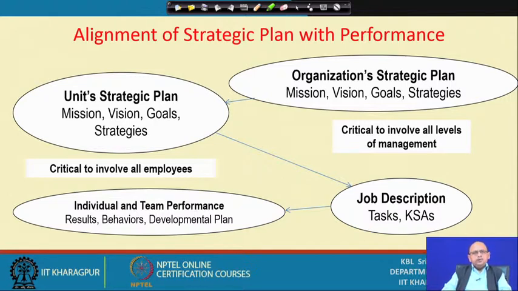this leads to individual performance. So, you identify what competencies are required, what they have to do, okay, and then how it leads to individual and team performance. So, in terms of the behaviors, results and development, these kinds of things. Now, all these are critical. Okay. So, you have to see that when you are going to decide about the strategic plan at the organizational level, at the unit level or even at the individual level, ensure that there is participation of all the employees or all the levels of management in defining the strategic plan at different levels.